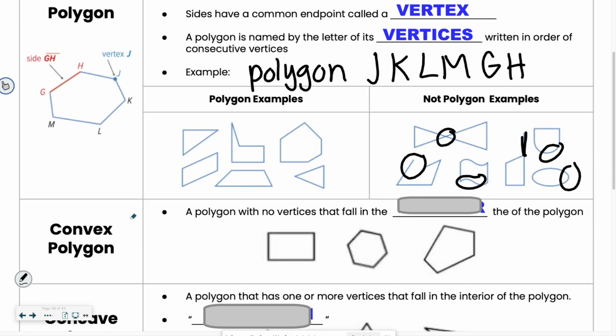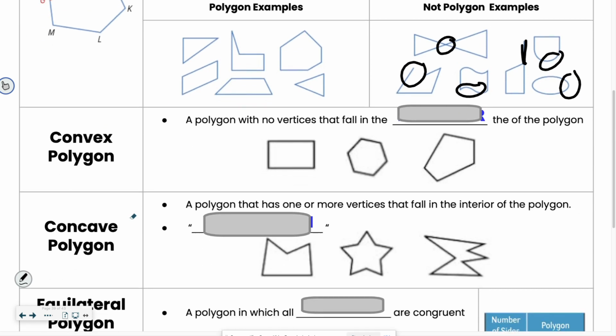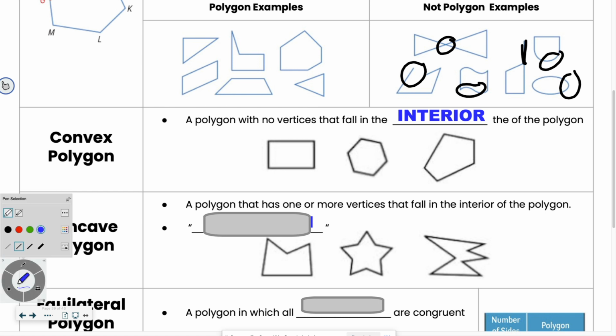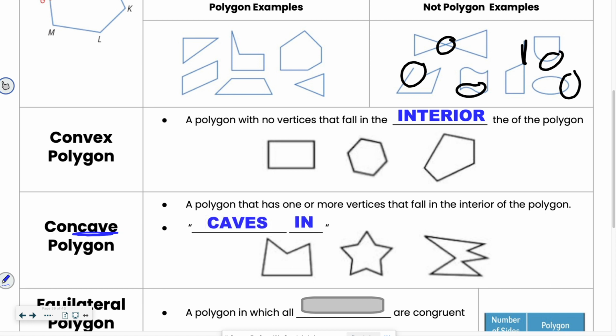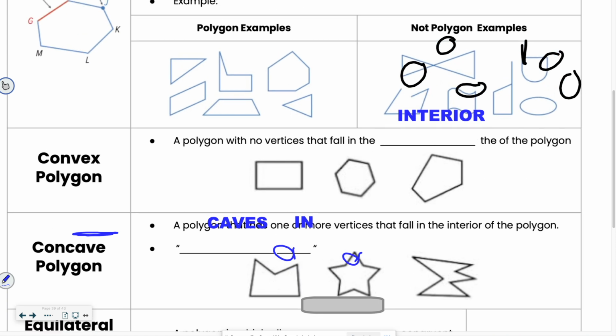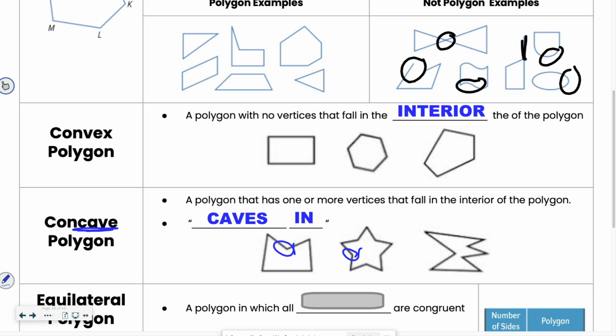Do you know what it means to classify? Yeah, put it into a group. The first one's convex, and all that means is none of your corners fall on the inside. They all kind of pop out. Whereas a concave polygon dips in, it caves in, it's kind of in the name. It dips inward.